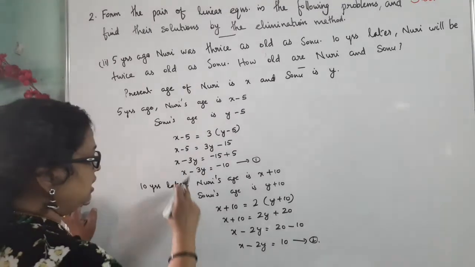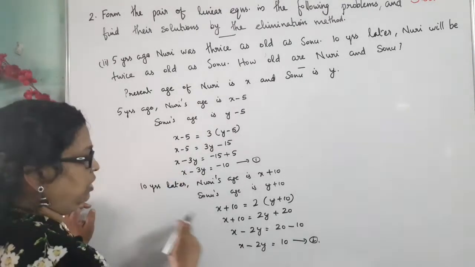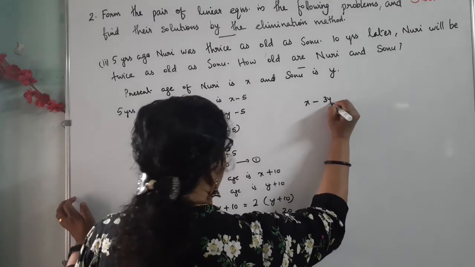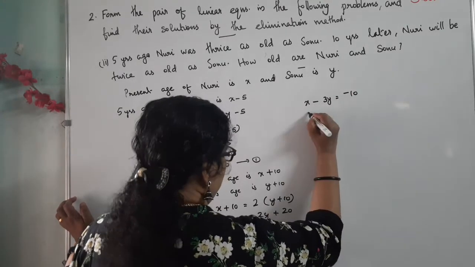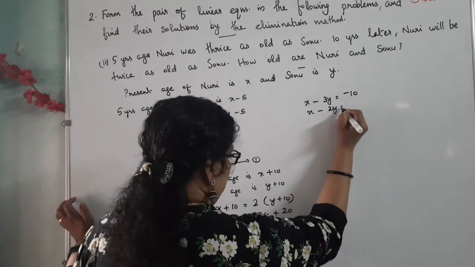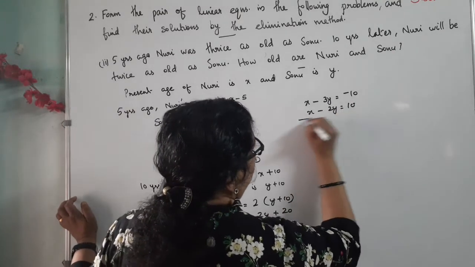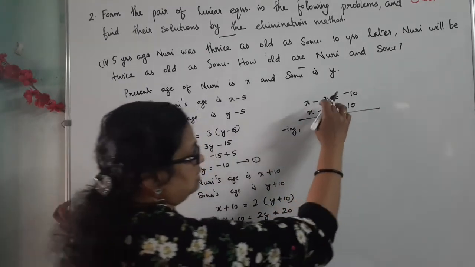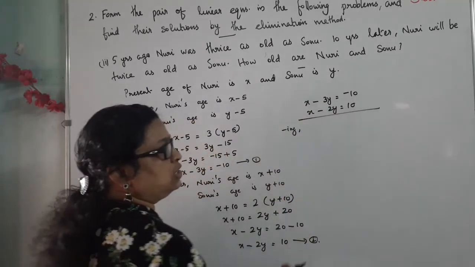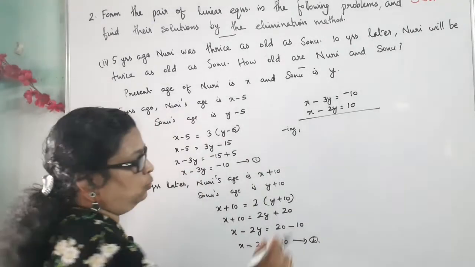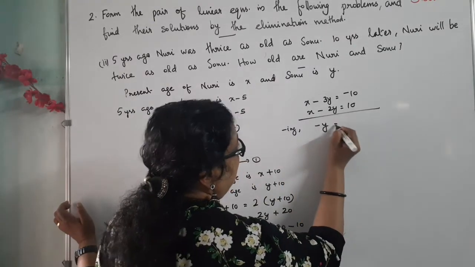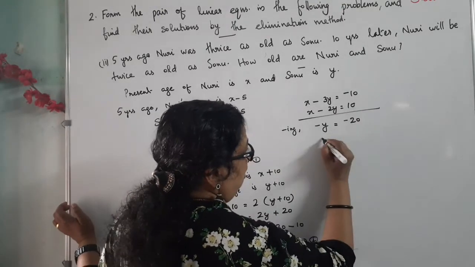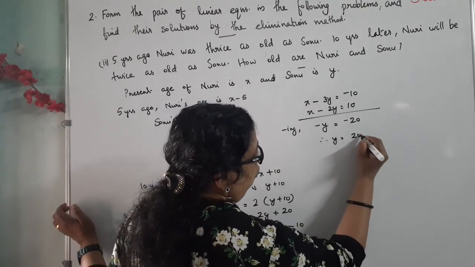In these two equations, the coefficient of x is 1. So we can subtract x minus 3y is equal to minus 10 and x minus 2y is equal to 10. Then subtracting, x is cancelled, minus 3y minus 2y, that is minus 3y plus 2y, that is minus y equal to minus 10 minus 10, that is minus 20. Therefore y is equal to 20.